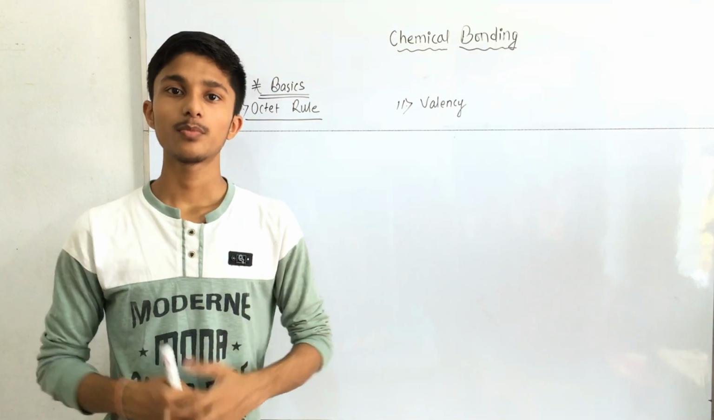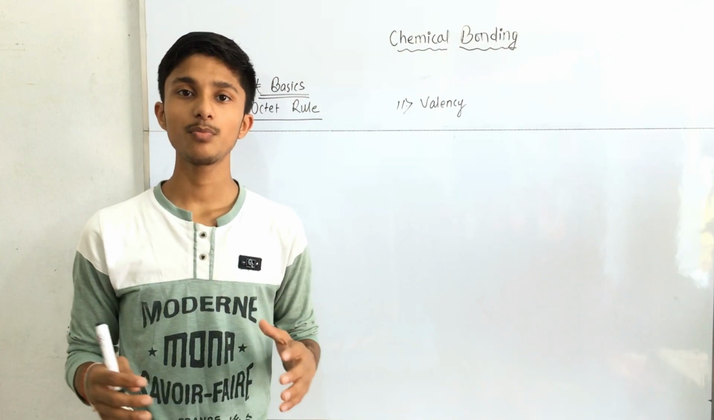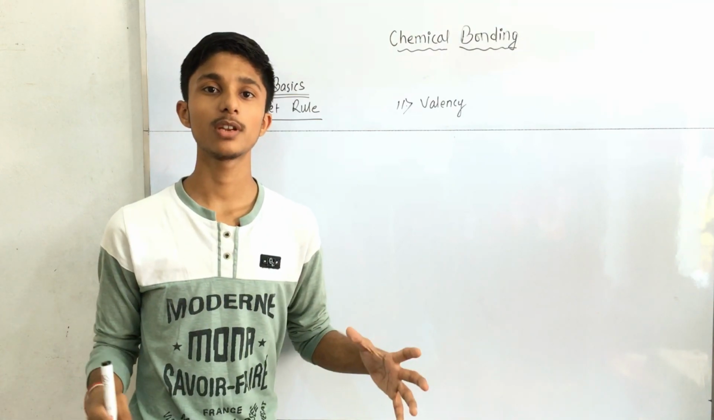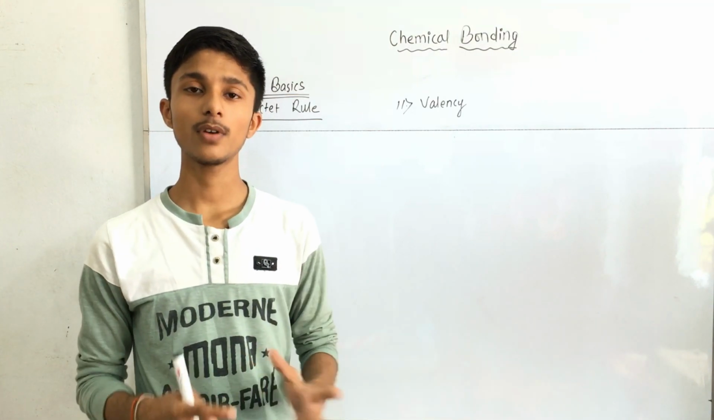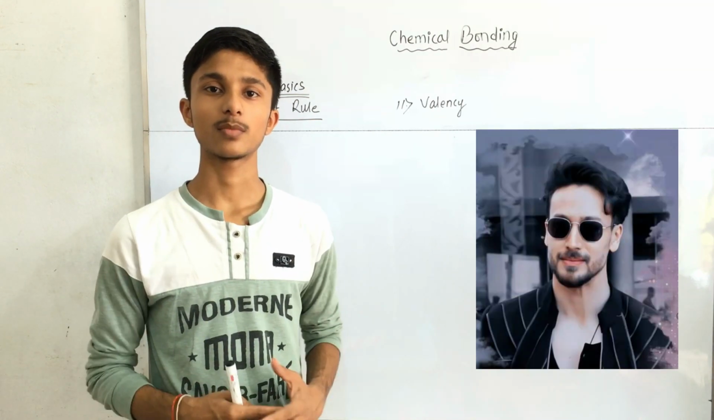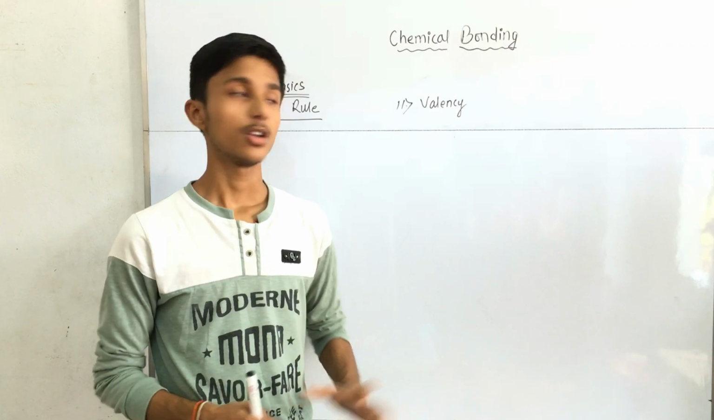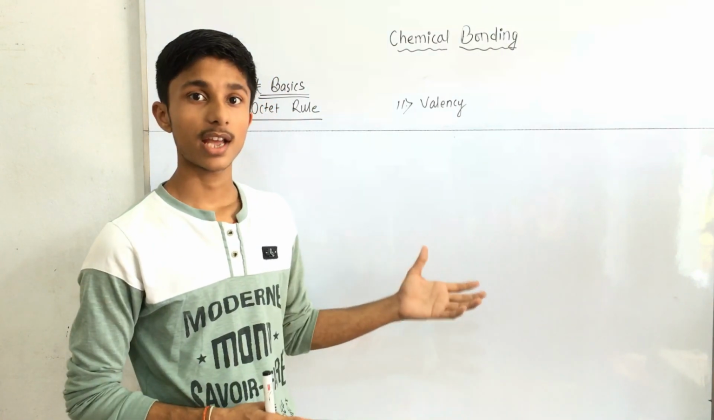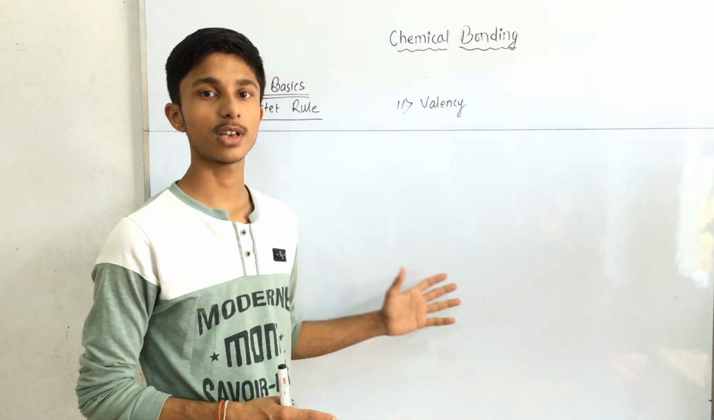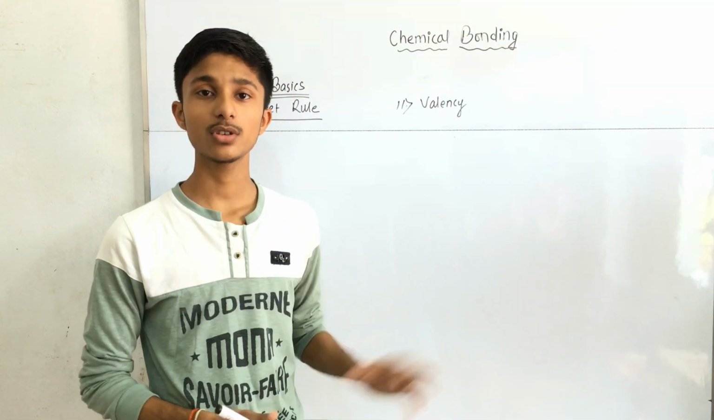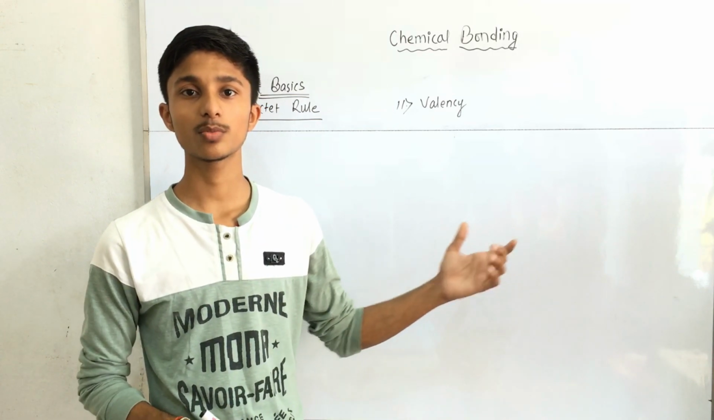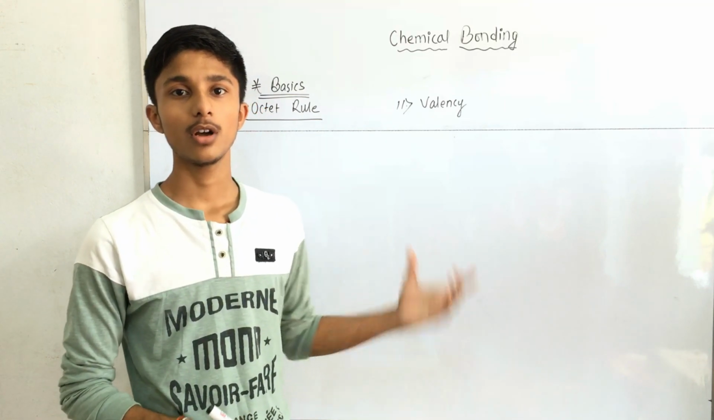In common life, we see that common people want to be stable. It means common people want to be like a hero, for example Shah Rukh Khan, Salman Khan, and Tiger Shroff. Similarly in chemistry, other elements want to be like inert gas elements because they are chemically stable, and the zero group elements are heroes for other elements.